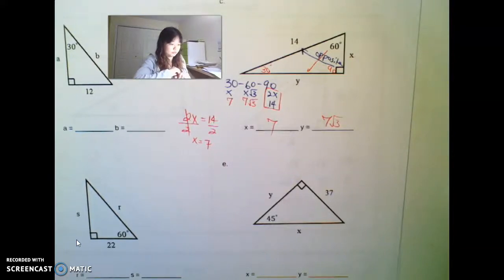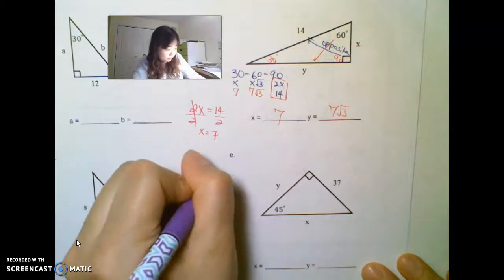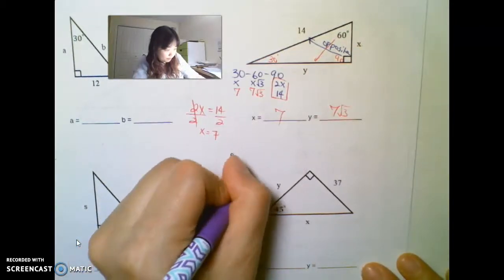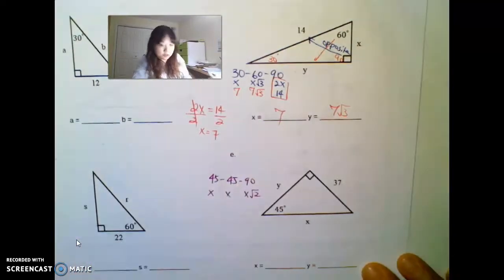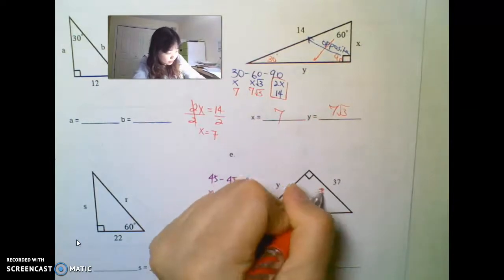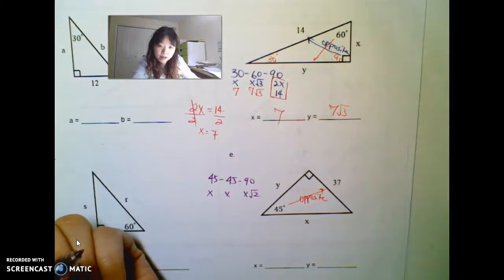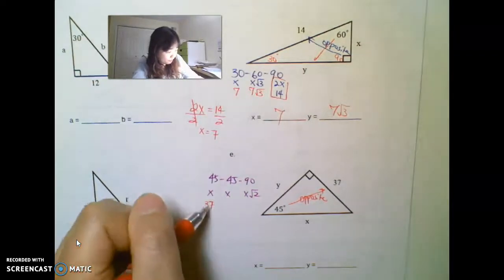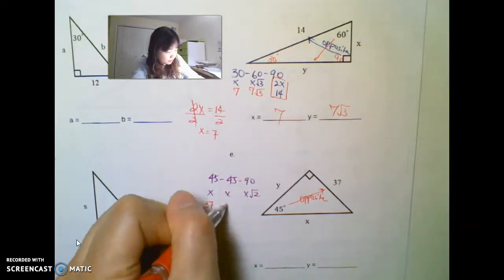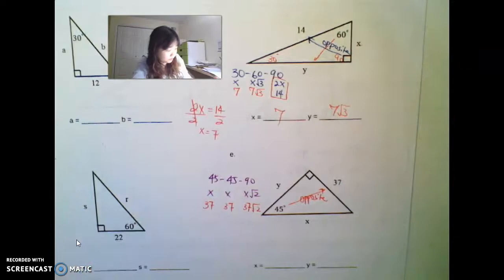All right, let's move on to E. 45. All right, I know this. It's a 45, 45, 90 triangle. It's x, x, x root 2. So always start with that ratio. And then let's see. What is this opposite of? Opposite of 45 is 37, right? So this is 37. So x is 37. If x is 37, that would be 37 root 2.